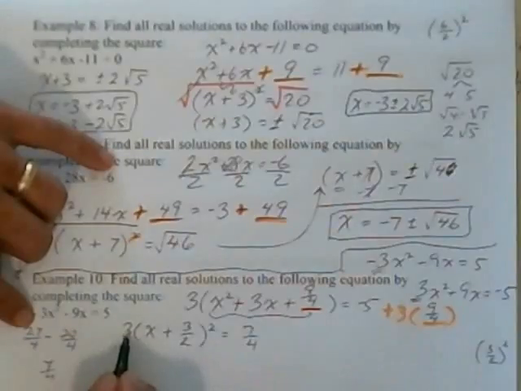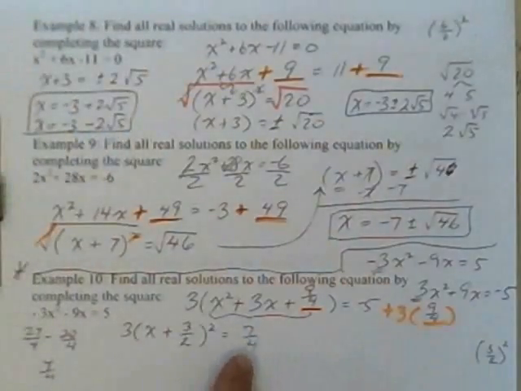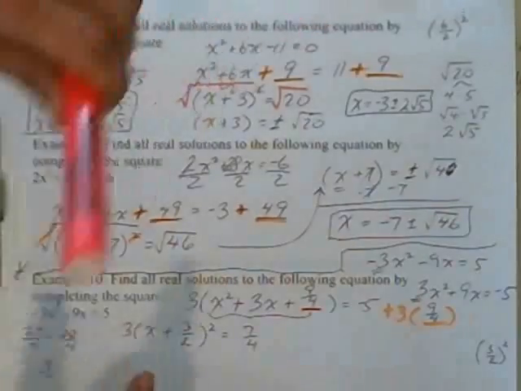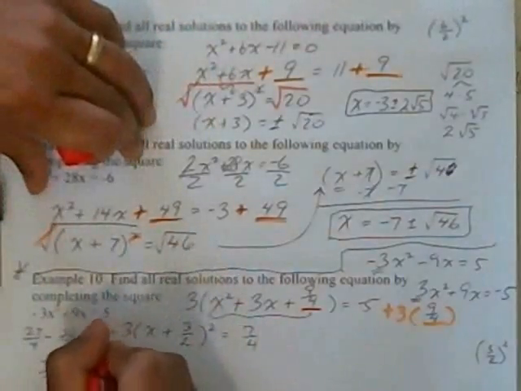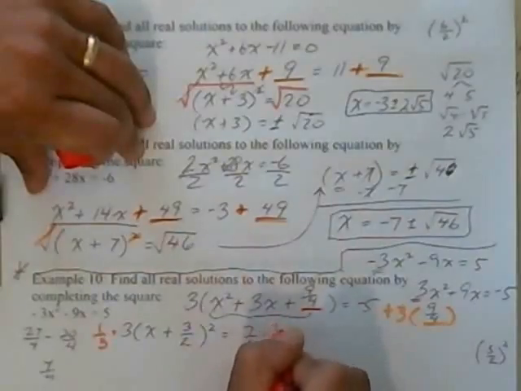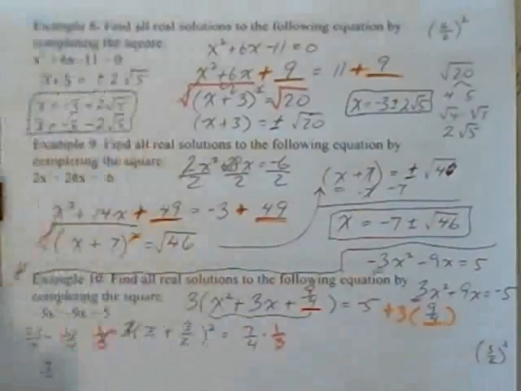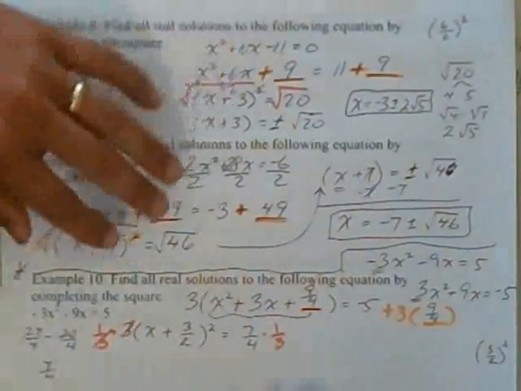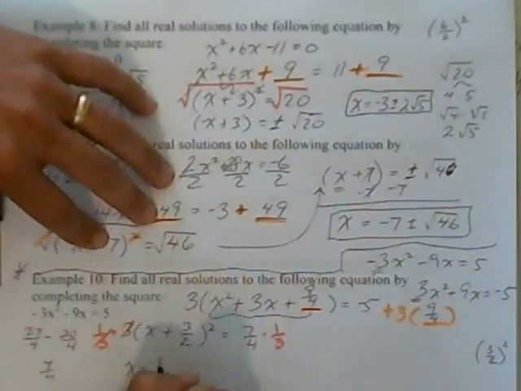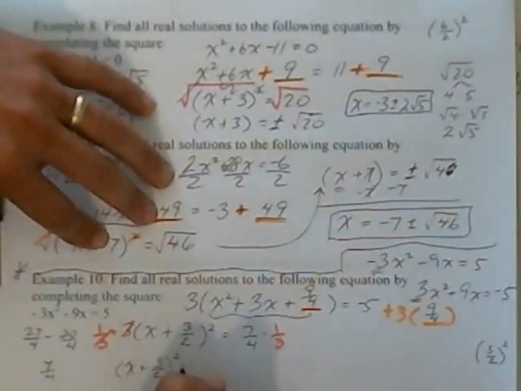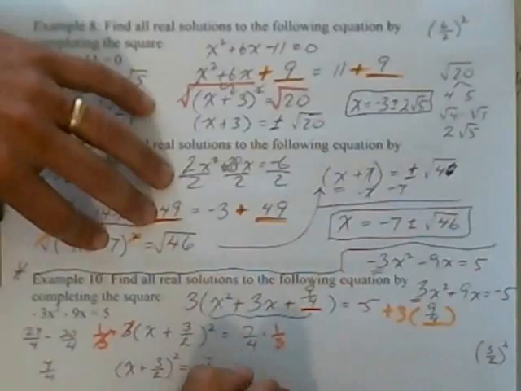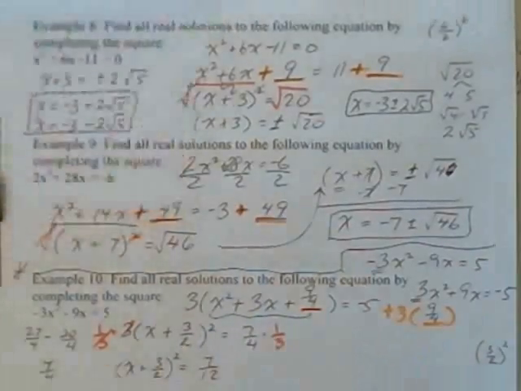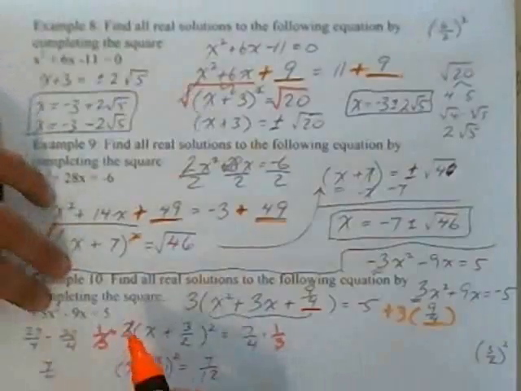We have to get rid of this 3 first before we can take the square root. How do we get rid of that 3? Divide by 3, or we multiply by 1/3. Since it's a fraction, instead of dividing by 3, I like to multiply by the reciprocal on the left side and the right side. That gets rid of that term right there. So you end up with x plus 3 over 2, quantity squared, is equal to, multiply that out, 7 over 12. Now we take the square root of the left side and the right side.